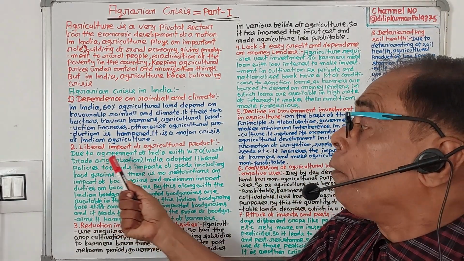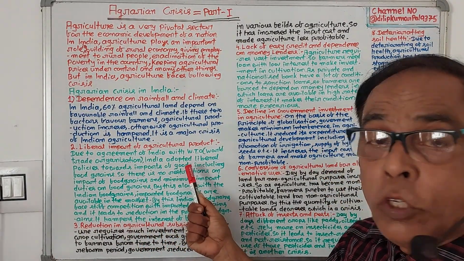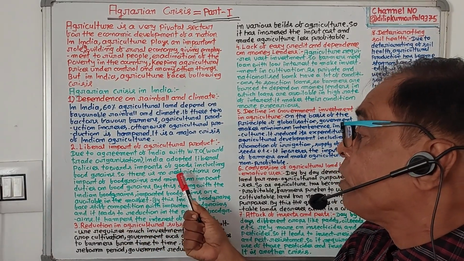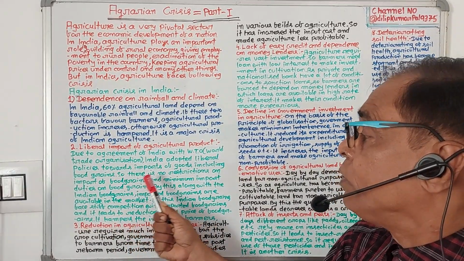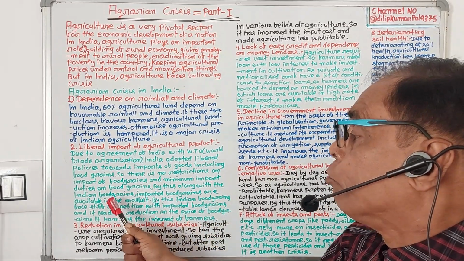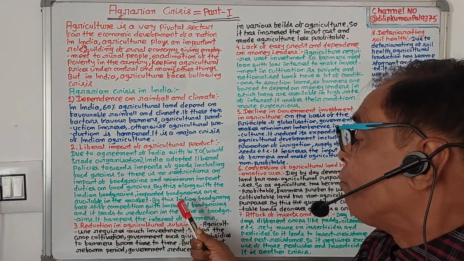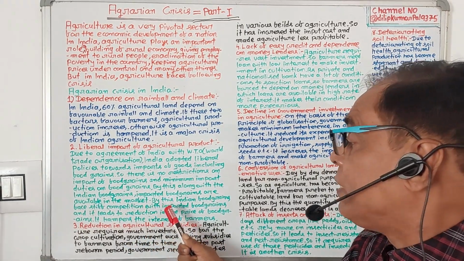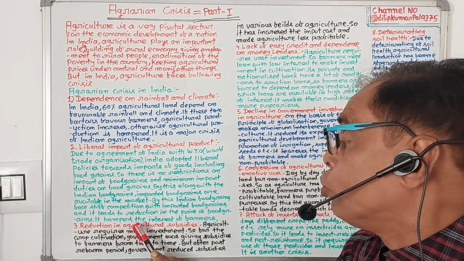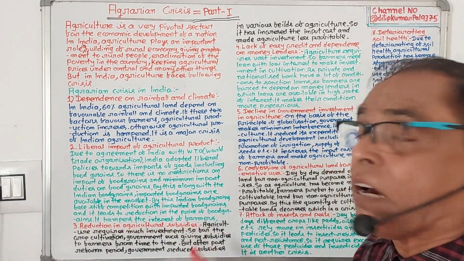Number 2, liberal import of agricultural products. Due to India's agreement with the WTO, the World Trade Organization, India adopted liberal policies towards imports of goods, including food grains. So there is no restriction on import of food grains and there are minimum import duties on food grains. By this, along with Indian food grains, imported food grains are available in the market. Indian food grains face stiff competition with the imported food grains, and it leads to a reduction in the price of food grains. It hampers the interest of farmers.